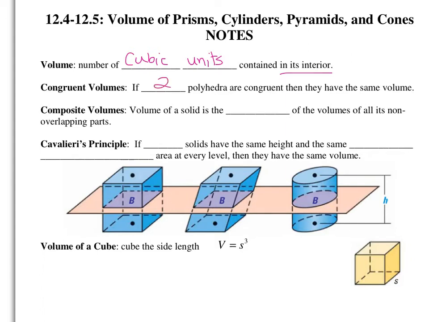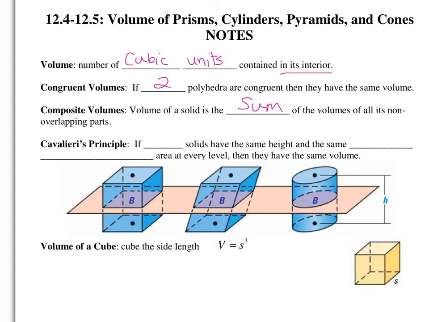If we have two polyhedrons that are congruent to each other, then they are going to have the same volume. For composite volumes, we had composite figures before when we were dealing with area of 2D shapes, but we could also see that with volume. So we have to add up or find the sum of all the individual volumes and then combine them together.